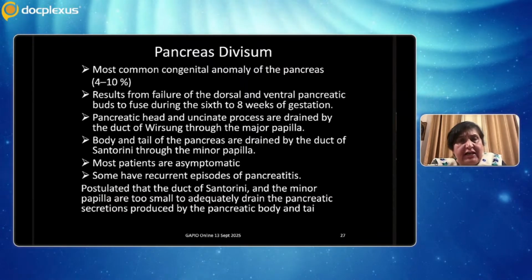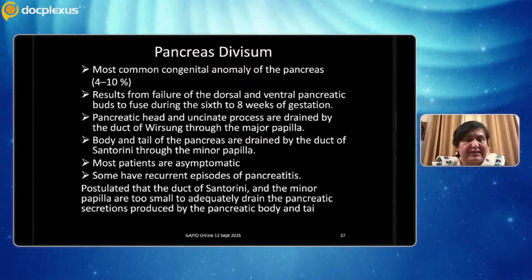So congenital anomalies, one of the most common congenital anomaly is the pancreas divisum, which occurs in 4 to 10% of the population. It occurs because of failure of the dorsal and ventral pancreatic buds to fuse during the 6 to 8 weeks of gestation.